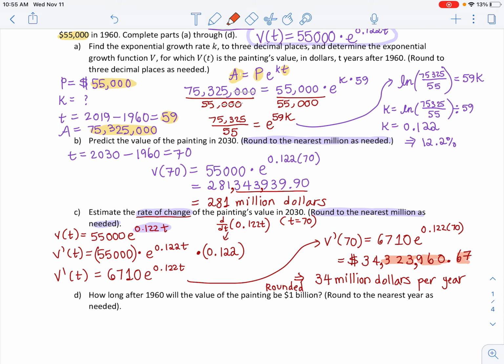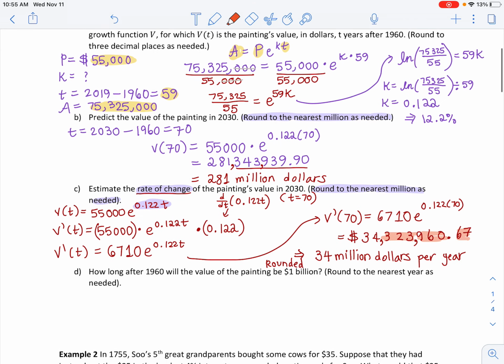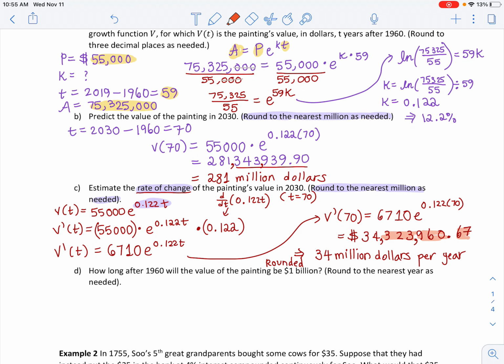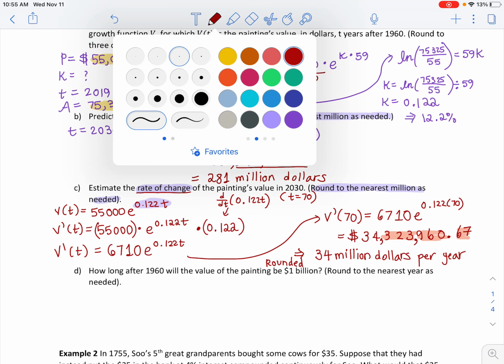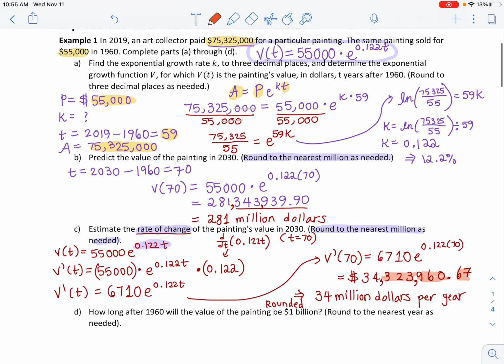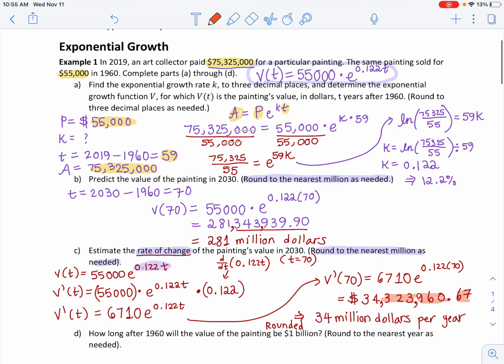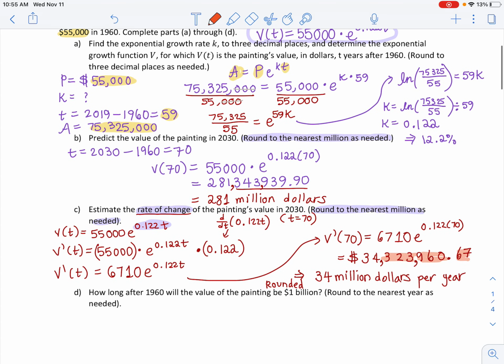All right, let's do part D. How long after 1960? They're asking, what's the t value here? How long after 1960 will the value of the painting be 1 billion? Oh, okay, it's a good question, because it wasn't quite 1 billion in 2030. In 2030, it was $281 million. So how many more years will it take?